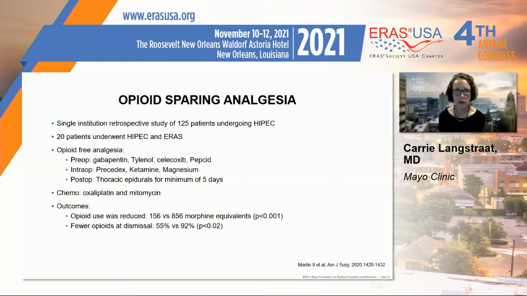In this group, they used multimodal analgesia and opioid-free analgesia, including gabapentin, Tylenol, celecoxib, Pepcid, Precedex, ketamine, and magnesium. They also utilized a postoperative epidural. In this group, they also saw a significant reduction in oral morphine equivalents from 856 down to 156 in the post-ERAS group. They also reduced their homegoing prescriptions from 92% of patients receiving an outpatient prescription to only 55%.